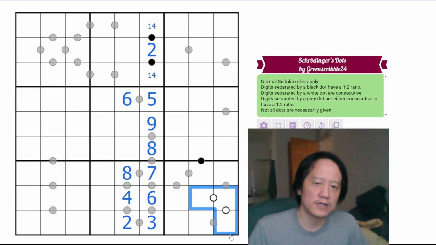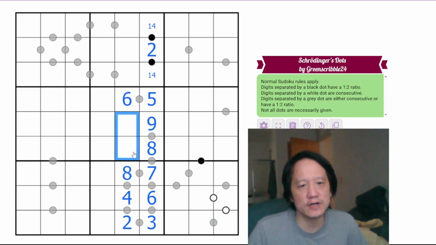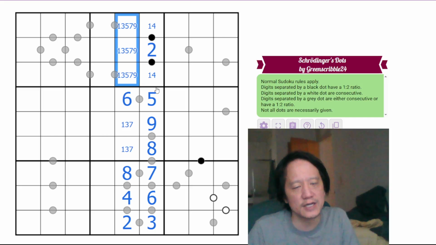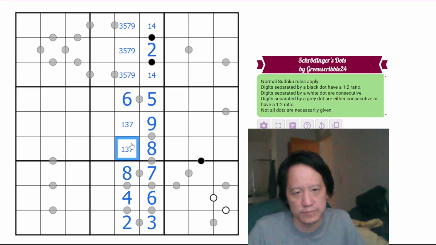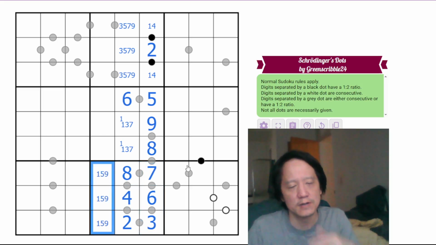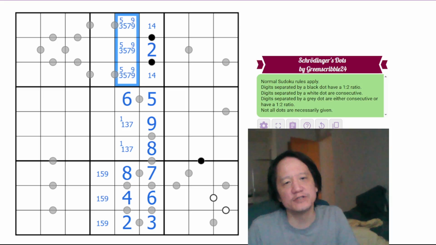These digits are consecutive. What are the digits remaining in column 5? We have 1, 3, 5, 7, 9. And this can't be 5 or 9. This is 1, 3, 5, 7, 9. And this can't be 1. So we know 1 has to be one of these. The remaining digits in box 8 has to be 1, 5, and 9. That means 5 and 9 are guaranteed to be here.